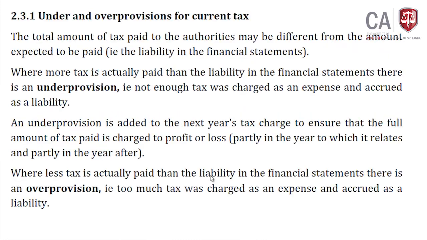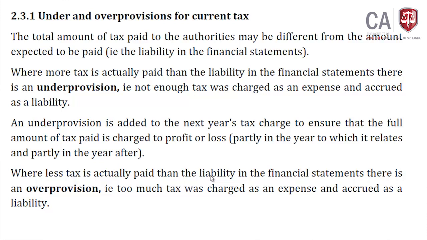Prior to that, we will go through this slide. The total amount of tax paid to tax authorities may differ from the amount expected to be paid. Correct? You will do an estimate, right? You will estimate the tax figure and you will record that as a provision in your books. Your expense debit, your payable amount credit. But the actual payment will be different when you calculate based on tax rules and regulations. When you make the payment, there can be under or over provisions. How to adjust that under or over provision in the financial statements? That is what we are going to discuss here, right?